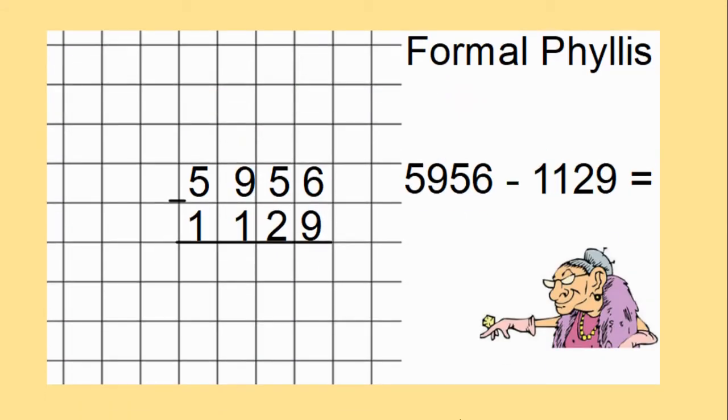Brilliant. I cannot take 9 away from 6, so I would need to regroup. It's very important that you remember we always start in the ones column. 6 subtract 9 does not work. I'm going to borrow 10 from 50. My calculation now becomes 16 subtract 9, which gives me 7.